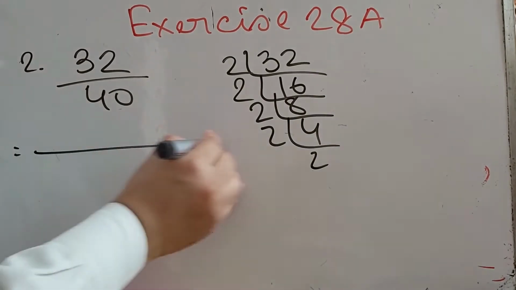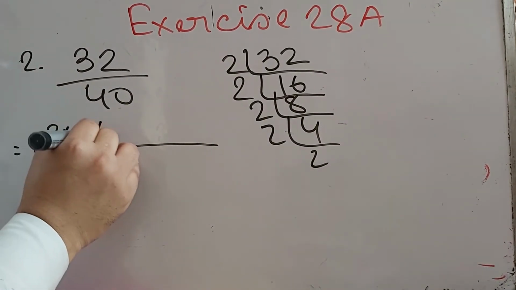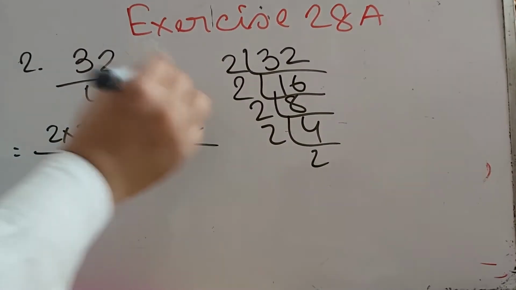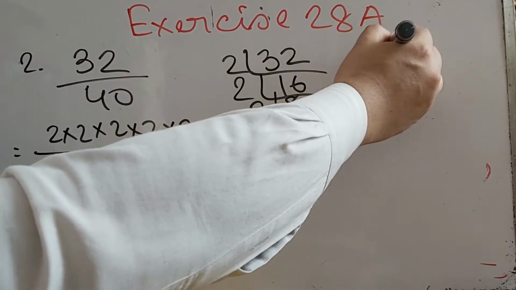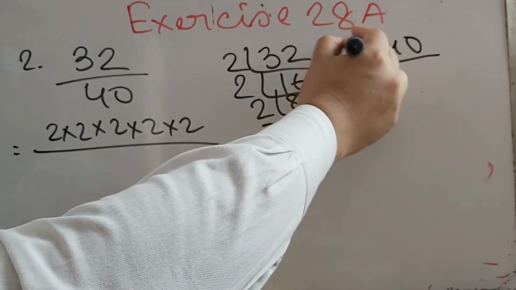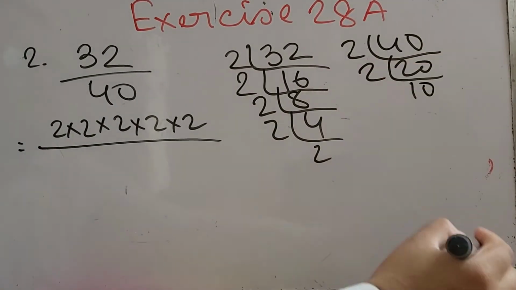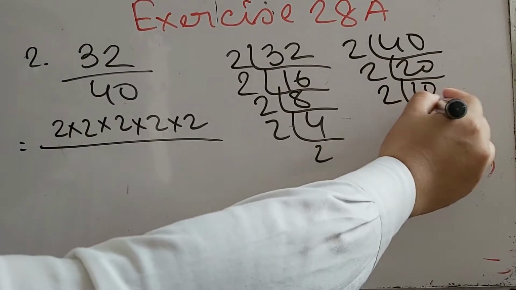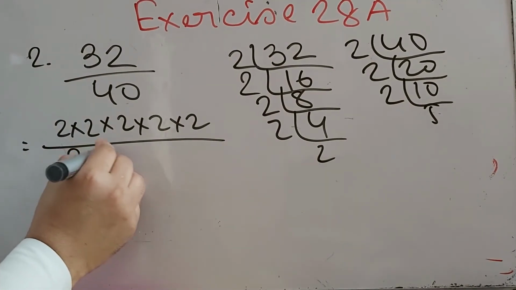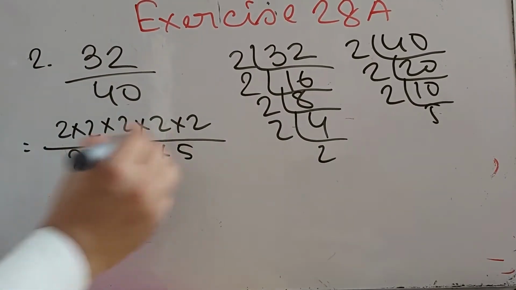So 32 means 2 times 2 times 2 times 2 times 2. What about 40? We can divide this 40 by 2, so that will be 20. We can divide this 20 by 2, so that will be 10. We can divide this 10 by 2, so that will be 5. So we can write 2 times 2 times 2 times 5.